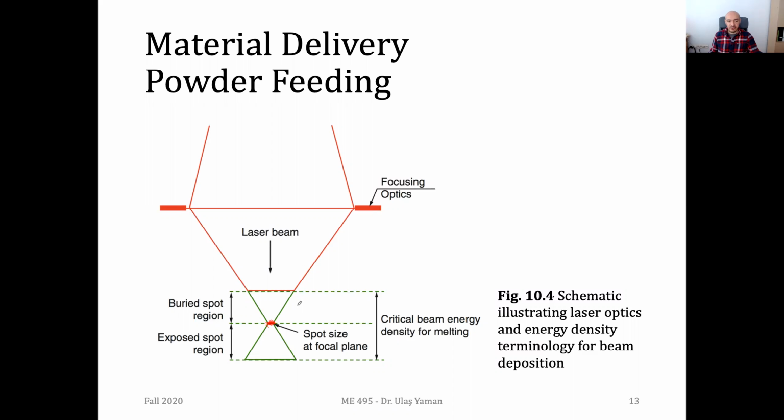But above or below this region, we don't have the required energy. E is lower in this range, E_c is the critical energy. Here we have energy higher than the critical value. But again, in this top region, our current energy is less than the critical energy. So we need to do the manufacturing in this green region.